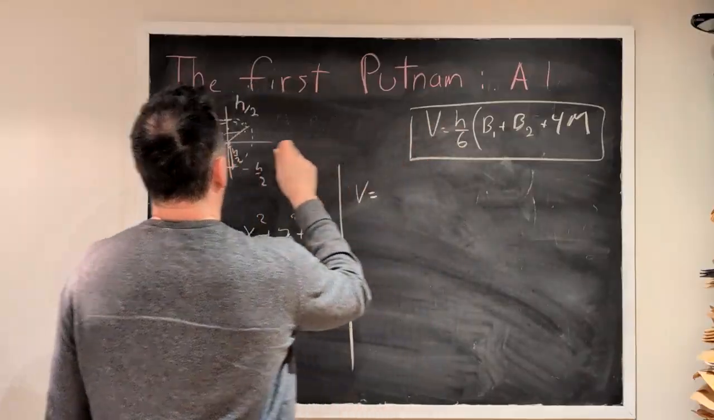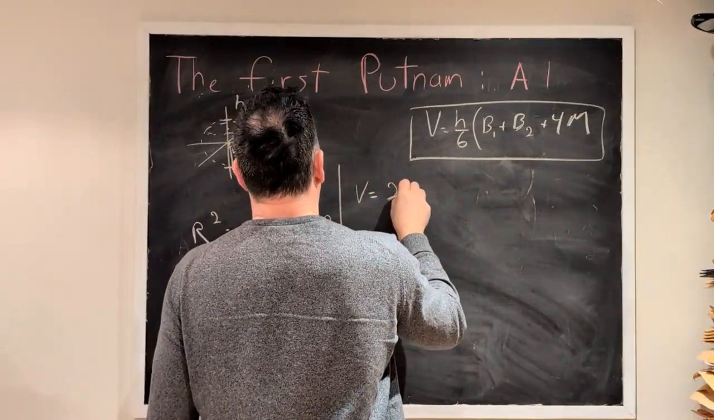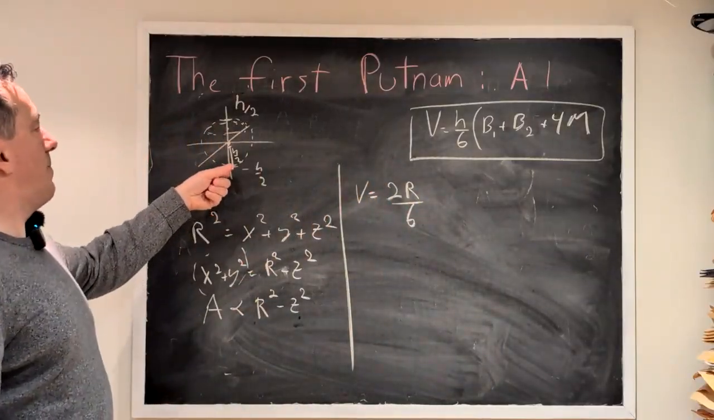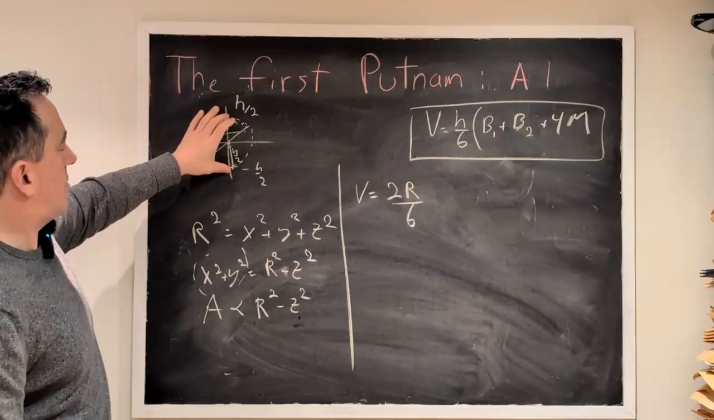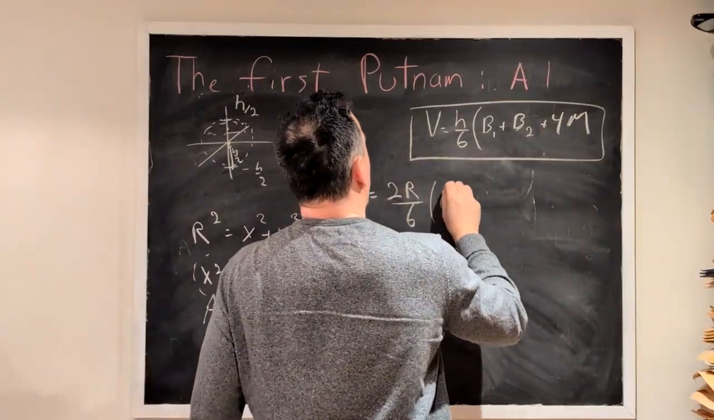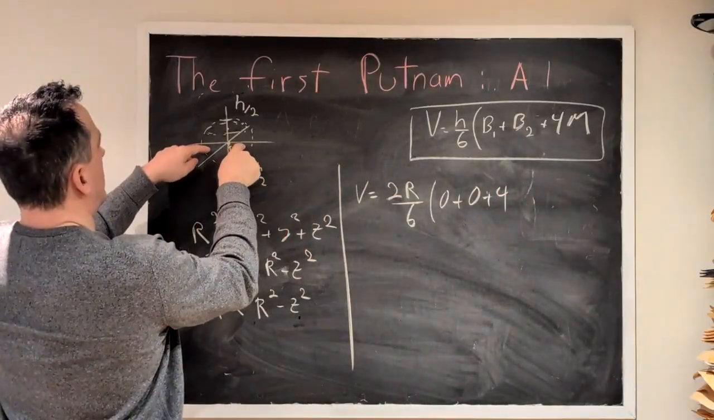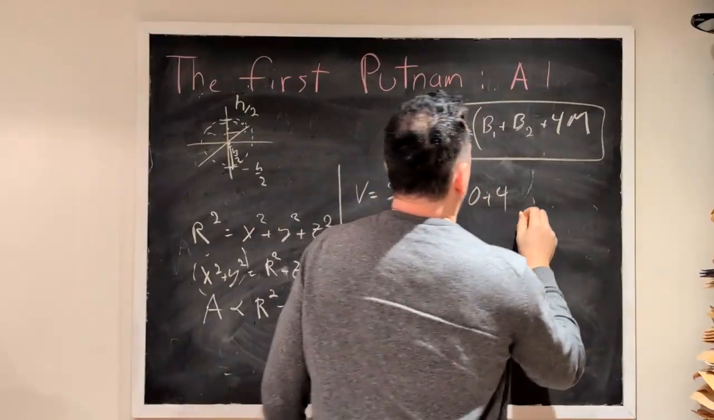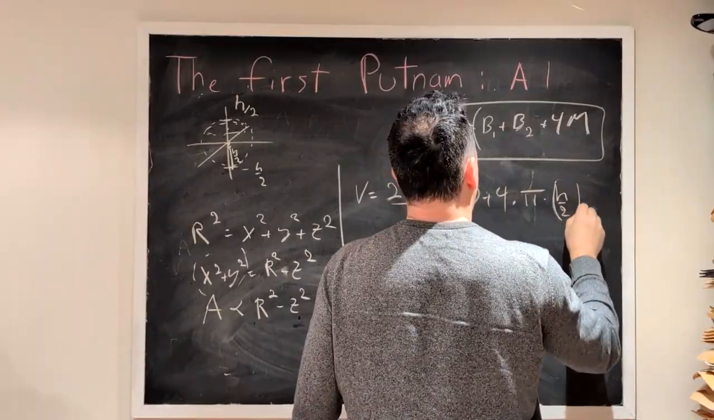So V is equal to h, which is twice the radius, 2r over 6. And here it's very easy because the area at the bottom and the area at the top are basically 0 because we are at the top and bottom of the sphere. There's nothing left here, so these terms will be 0. So it's 0 plus 0 plus 4 times the area in the middle, which is a circle of radius h over 2. So it's pi times h over 2 squared.